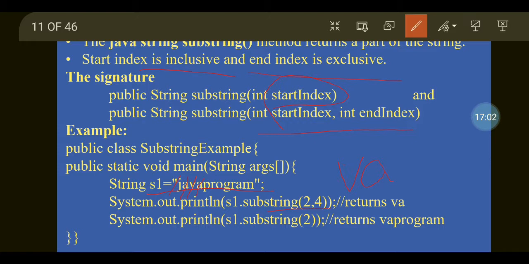At position 2 we have v. So the starting index is inclusive, so v will be returned, and the ending index is exclusive. So 4 minus 1 up to 3, that is 2 and 3, the second and third position characters will only be returned. So p won't come, because p is available at position 4, and the end index is exclusive here. And similarly if you give s1.substring(2), 0 and 1 will be excluded, and from 2 the entire thing will be returned, so that va program will be returned as a result.